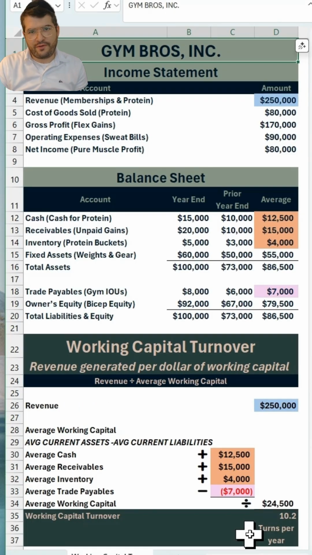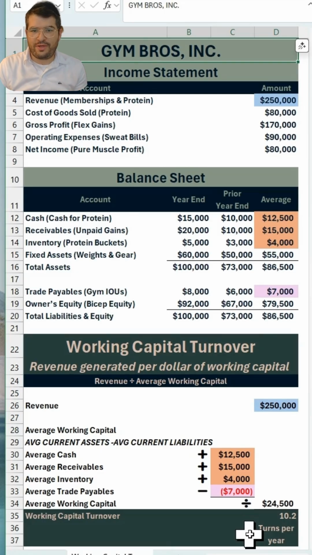Working capital turnover. Now your working capital is not covered in other ratios over here. So you have your working capital and you have your revenue. You're going to divide your revenue by your working capital. Your working capital, that's the money that you have to play your game, right? Buy new weights, buy new protein shakes, etc. So the idea over here is we want to know how quickly the revenue is replenishing that working capital.